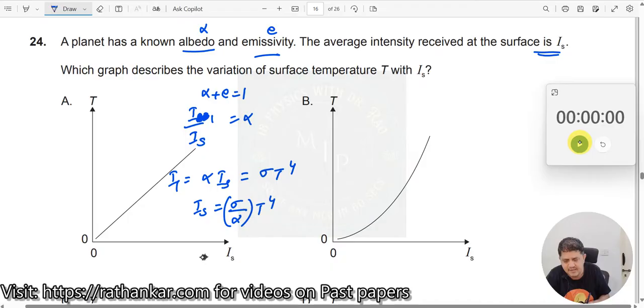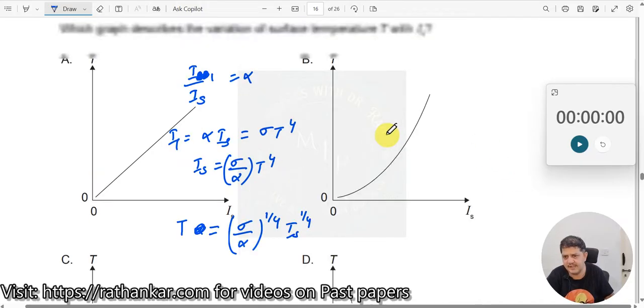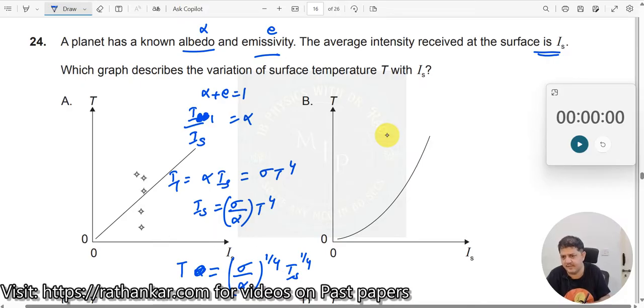Or in other words, it's a plot of T versus IS. T is equal to sigma by alpha whole to the power of 1 by 4 into IS to the power of 1 by 4. I have an equation like this over here. Now you see, T is proportional to IS to the power of 1 by 4, not proportional to IS. So therefore, definitely it is not a straight line. So this is incorrect. Now what about this? It's proportional to IS to the power of 1 by 4 over here. It's not proportional to I square, I cube, I power 4 and so on. So you cannot have an exponentially increasing curve over here. So this is also incorrect.